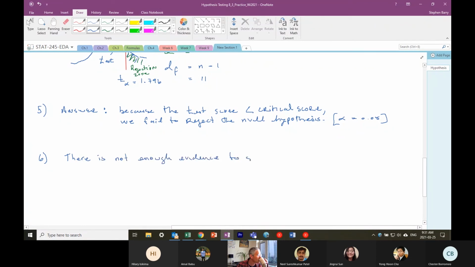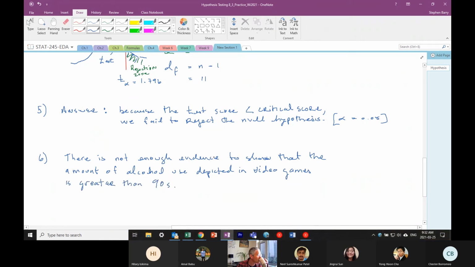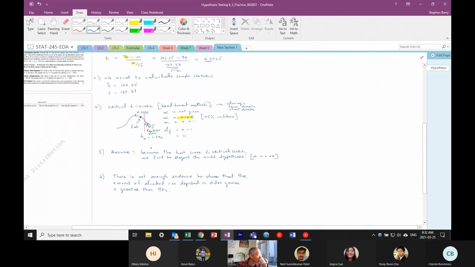to show that the amount of drinking time is greater than 90 seconds, right? That's the one that you would publish in a newspaper, or that's the one you would talk to your boss about, or whatever it is, right?